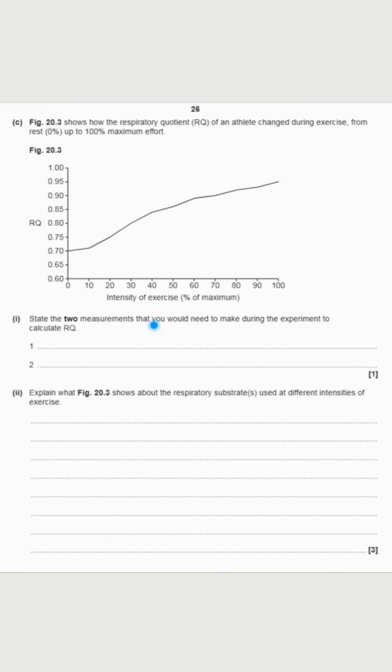State the two measurements for part 1 that you would need to make during the experiment to calculate respiratory quotient. So they're just testing your knowledge here of that equation. We simply need the volume of oxygen consumed, and we also need the volume of carbon dioxide which is being produced. So oxygen, which is inhaled, versus carbon dioxide, which is exhaled. So we can see here, we're just saying the volume of oxygen is inhaled, volume of carbon dioxide is produced. You only have to say inhaled or consumed in order to get the mark, and the same for carbon dioxide produced or exhaled.